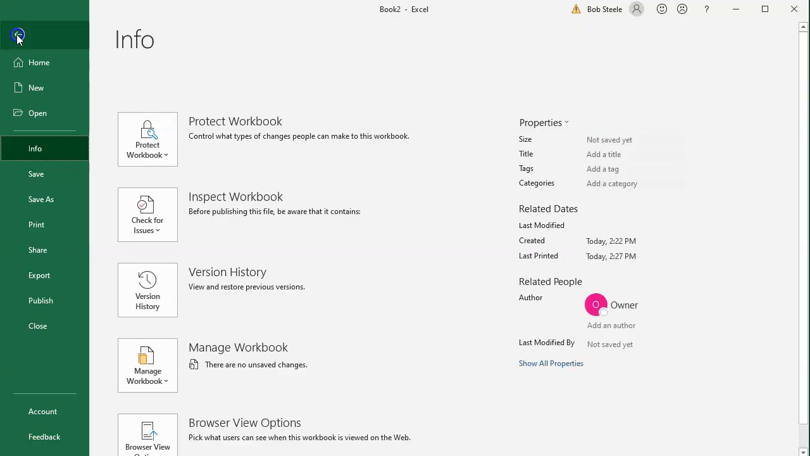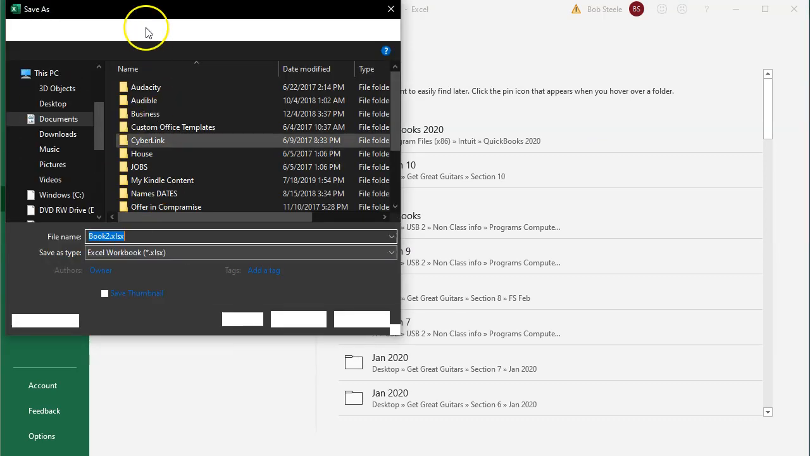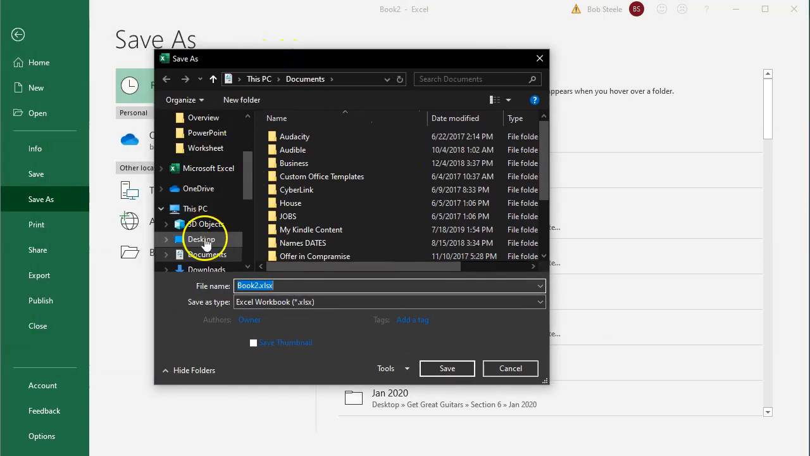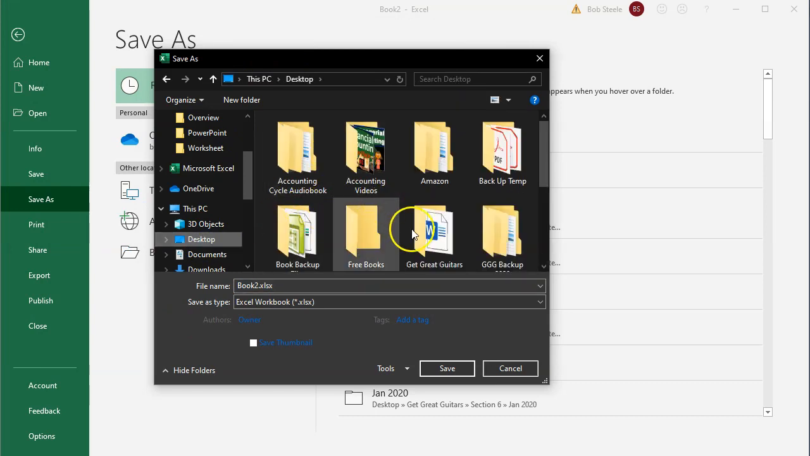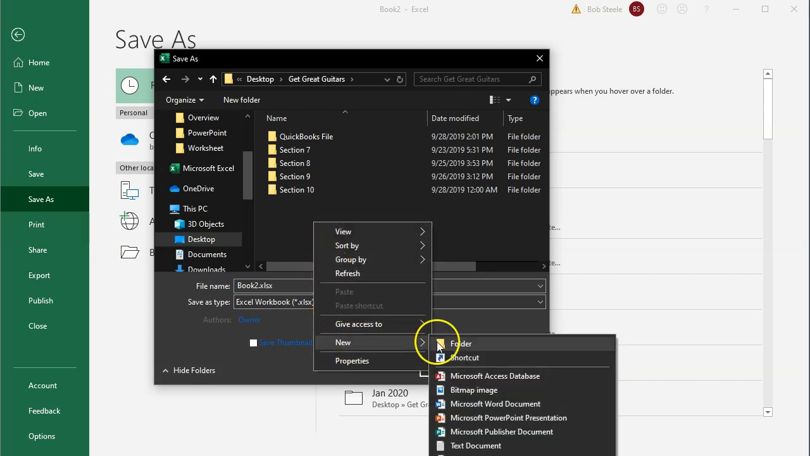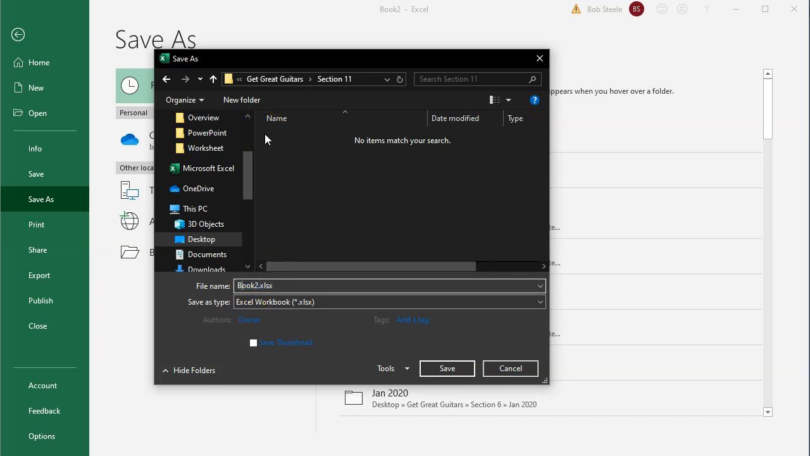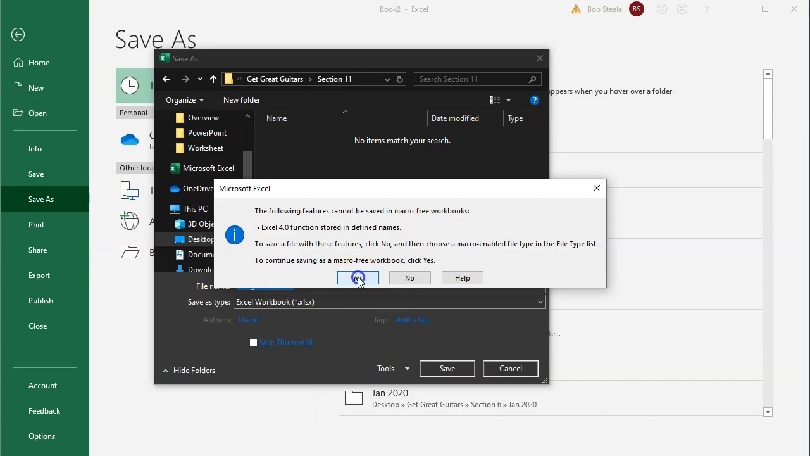We're then going to go back over. We're going to go to File tab and Save As. We're going to browse and see where we want to put this. We're going to be putting it on our desktop. So we're going to go to the desktop. We're going to go to the Get Great Guitars file. And this is going to be section 11. So I'm going to make a new folder. And we're going to call it section 11. Section 11, the new folder. We'll then go into that. So I'm going to double click on it. I'm going to change the name of our file to budget for 2020. We will then save that and say yes.